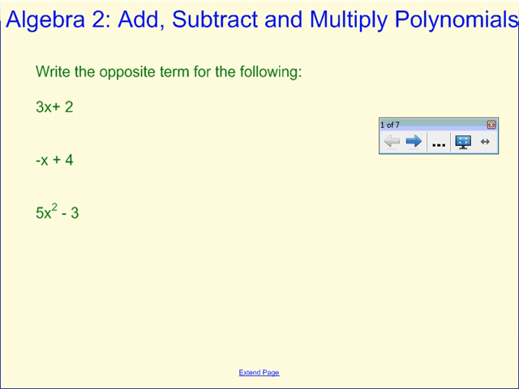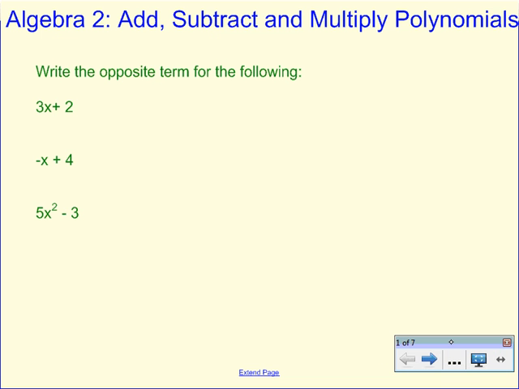Hello, this is Algebra Lesson 2, Add, Subtract, and Multiply Polynomials. To start off, we're just going to go through a quick little exercise, and we're going to try and write the opposite term for each of the following polynomials.